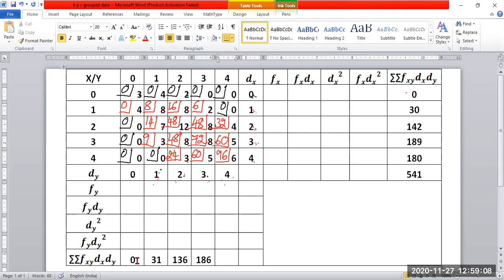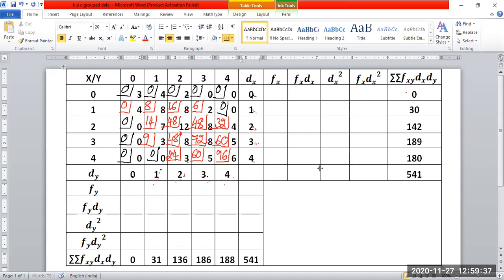186. Next, 32 plus, you have to add column wise, 32 plus 60 plus 96 is 188. Let me total for that one: 31 plus 136 plus 186 plus 188. 541. Yes, same answer comes. Whatever the calculation was, 100% correct.